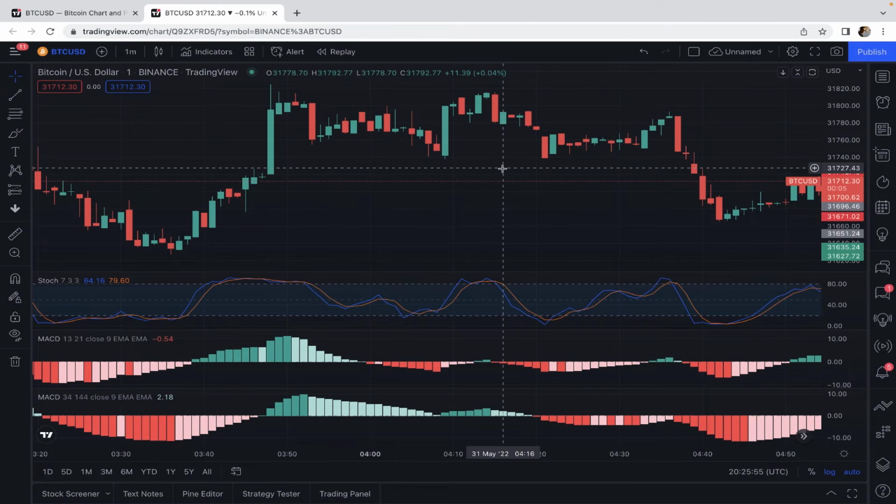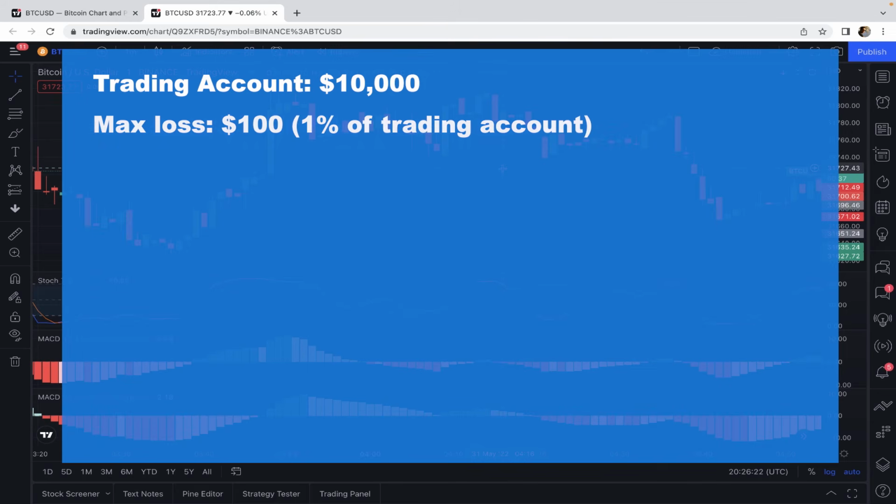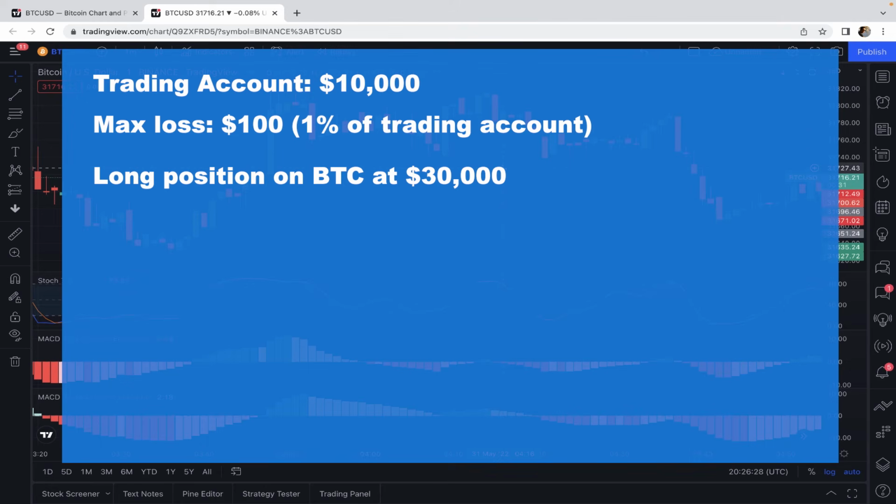Getting back to our strategy, as I said, we're going to lose 1% of our trading account on each trade in case the market goes against us. Consider we have a $10,000 trading account, and on each trade we want to lose 1% of this, so that would be $100. Consider we want to enter a long position on Bitcoin at $30,000 and we want to set up the stop loss at $29,000 for example.